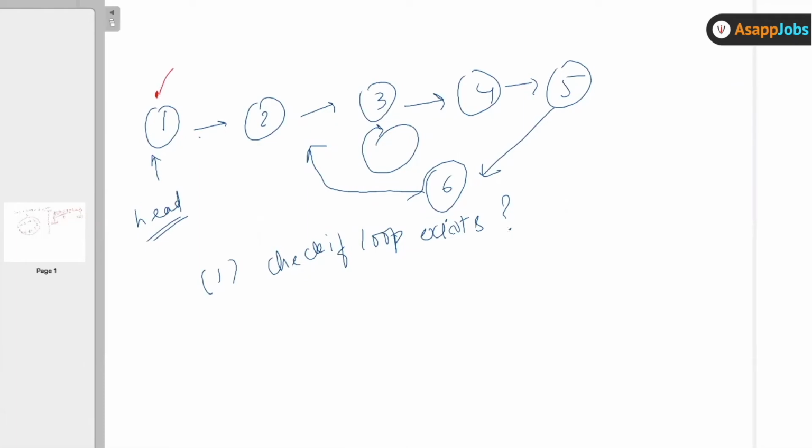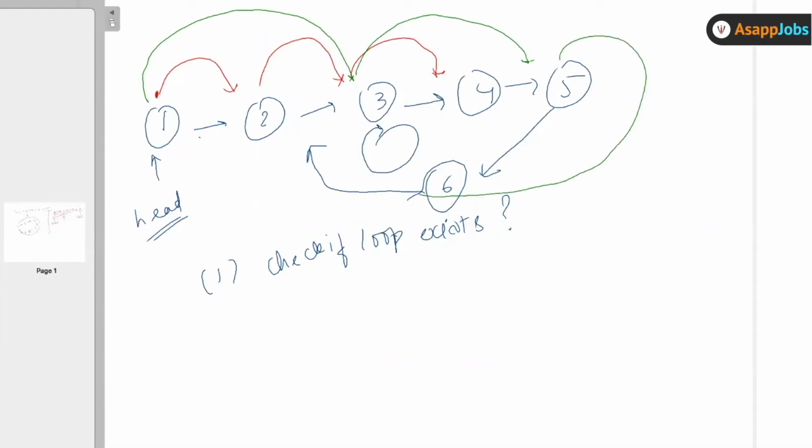One pointer jumps here, then it jumps here, then it jumps here, right? Another pointer jumps 2 steps. It jumps here, then it jumps here, right? Like this. Make sense? And the smaller one will also keep on jumping like this. This will jump like this, this will jump like this, like this it will keep on jumping, right?